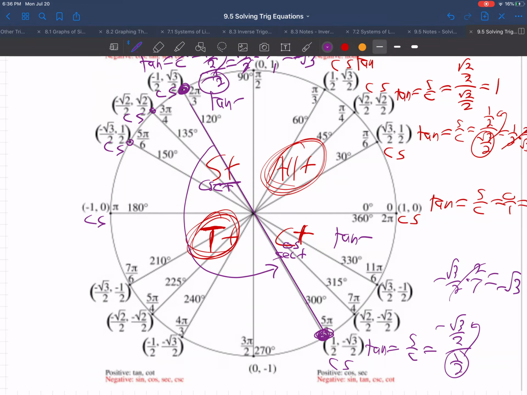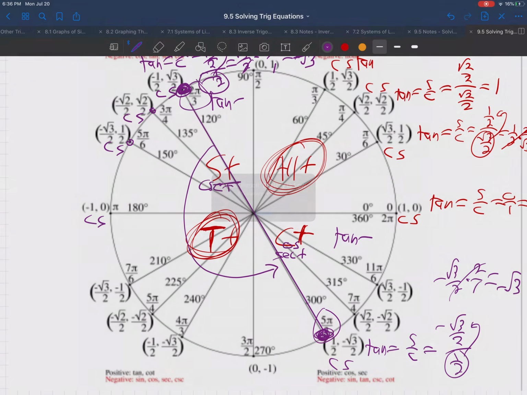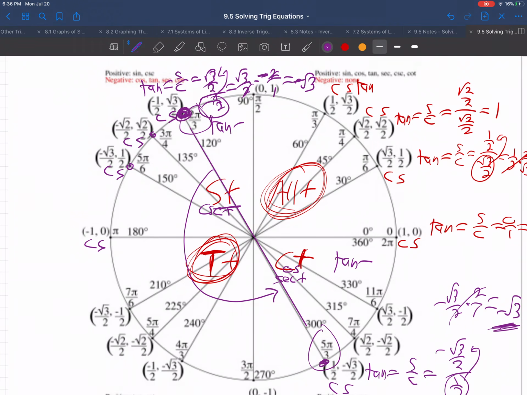So it's this spot and this spot, 2 pi over 3. And I can't read that now. Let me see, 5 pi over 3. Okay, 2 pi over 3 and 5 pi over 3. Those two spots, tangent is negative root 3 and negative root 3.